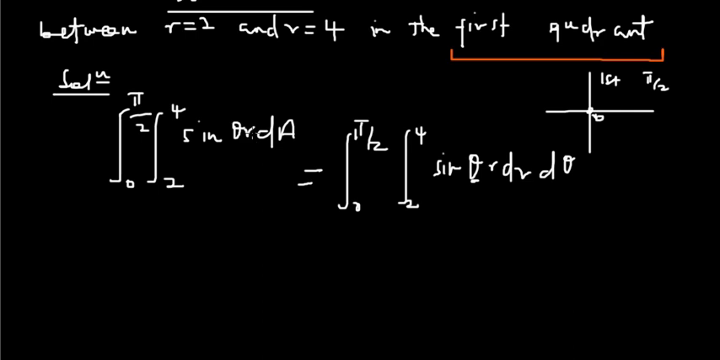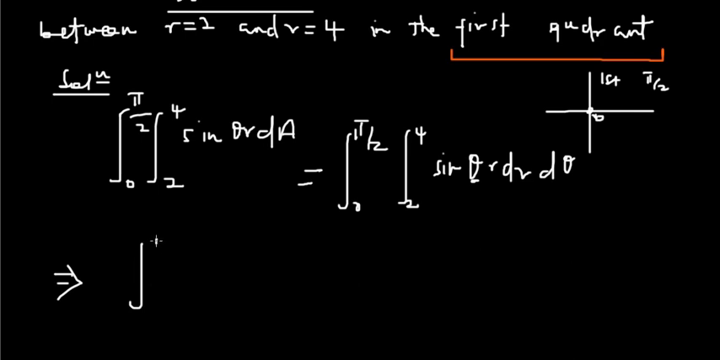From this general formula, I wouldn't bother myself bringing the r, but since it's important, that's what you'll be integrating with respect to. So first you need to integrate with respect to r. After that, you integrate with respect to theta. So let's see how we do that. First, let's integrate with respect to r.